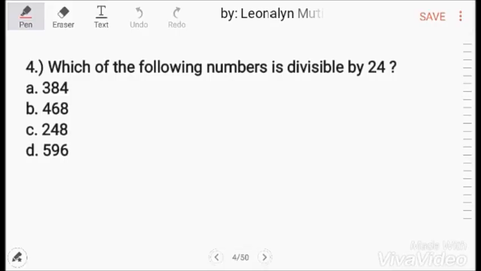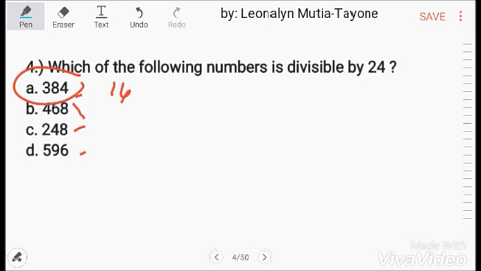Number 4. Which of the following numbers is divisible by 24? Kung gusto mong isa-isahin mo siyang isolve, okay, fine. Isa-isahin natin. Sa letter A, perfectly ma-divide siya ng 24 and the answer is 16. So, no need na mag-solve sa B, C, at D. A na ang sagot natin.